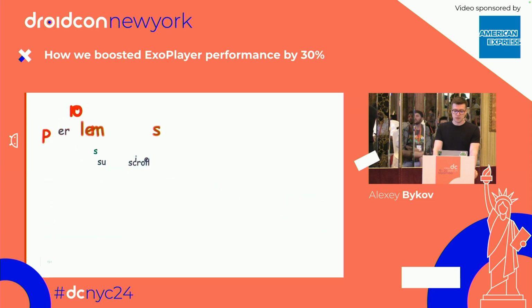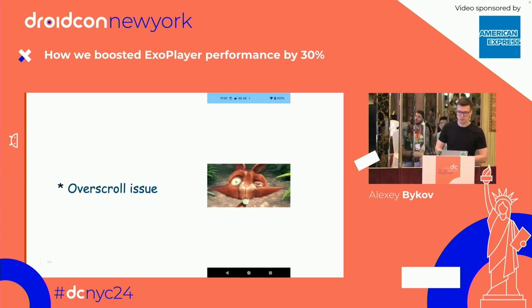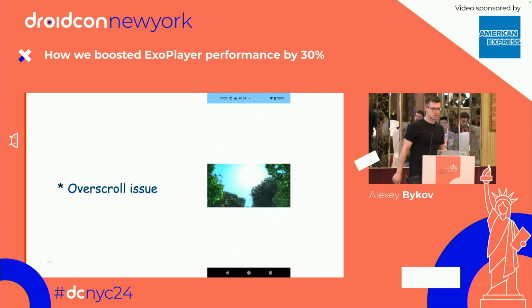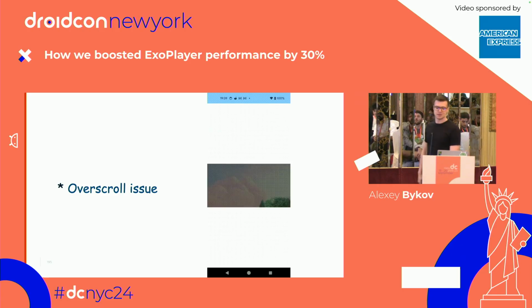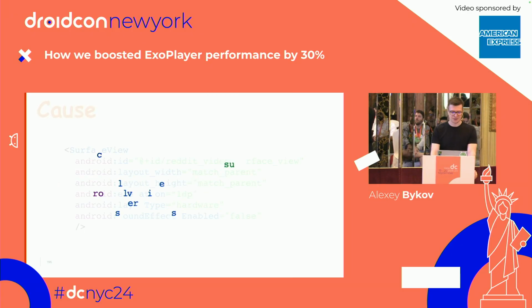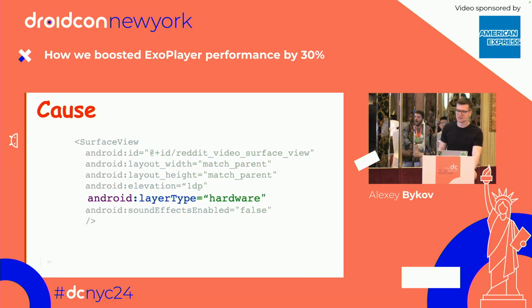And the first problem we started to see is an overscroll issue. So basically, whenever you want to scroll beyond the video, we started to see a sort of white frame. We spent a couple of days, and it turned out that we just copy-pasted some old code with a layer type attribute that affected this behavior. Nobody knew what this attribute does. So be careful with this.